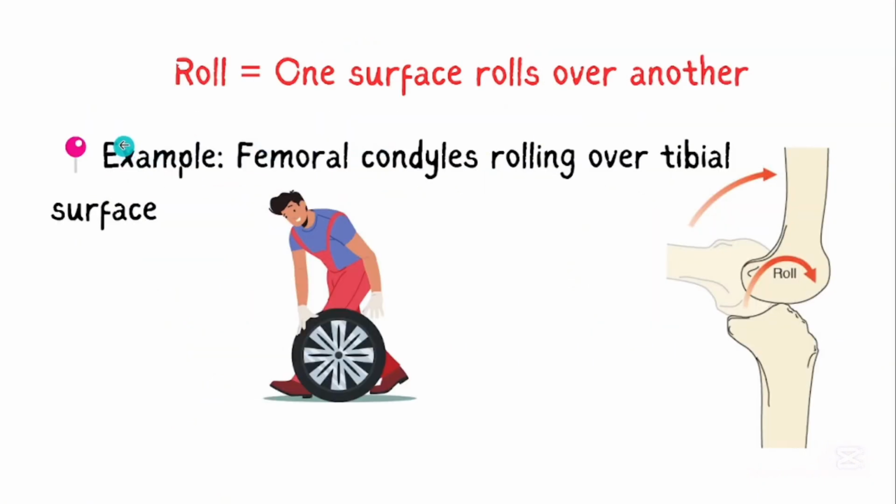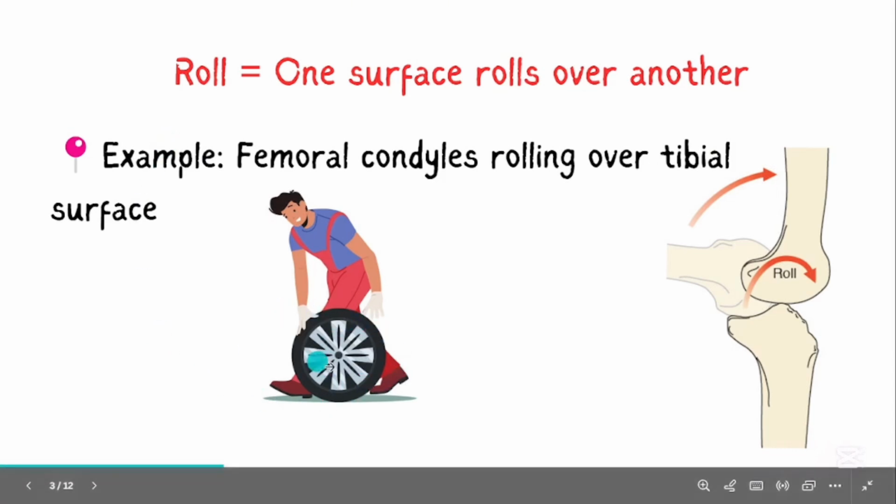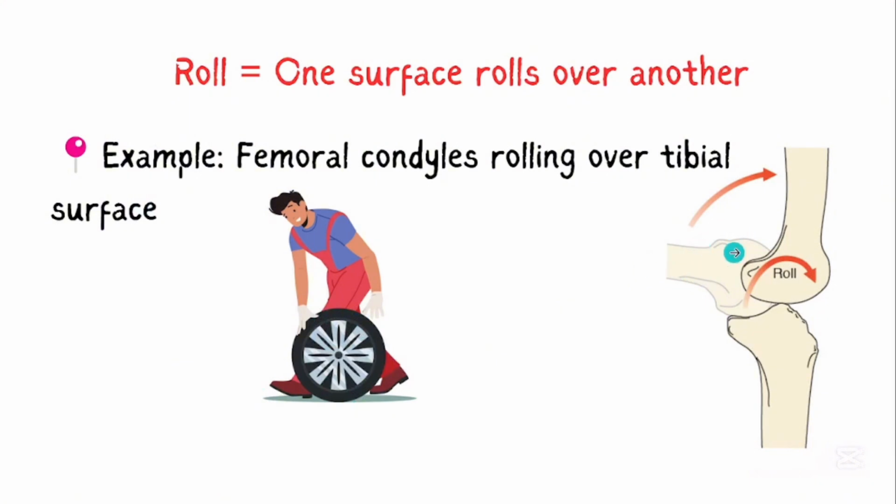First is roll. This is when one joint surface rolls over another, just like a tire rolling on the road. A good example is the movement between the femoral condyles and the tibial surface at the knee joint. When you bend your knee, the femur rolls over the tibia.